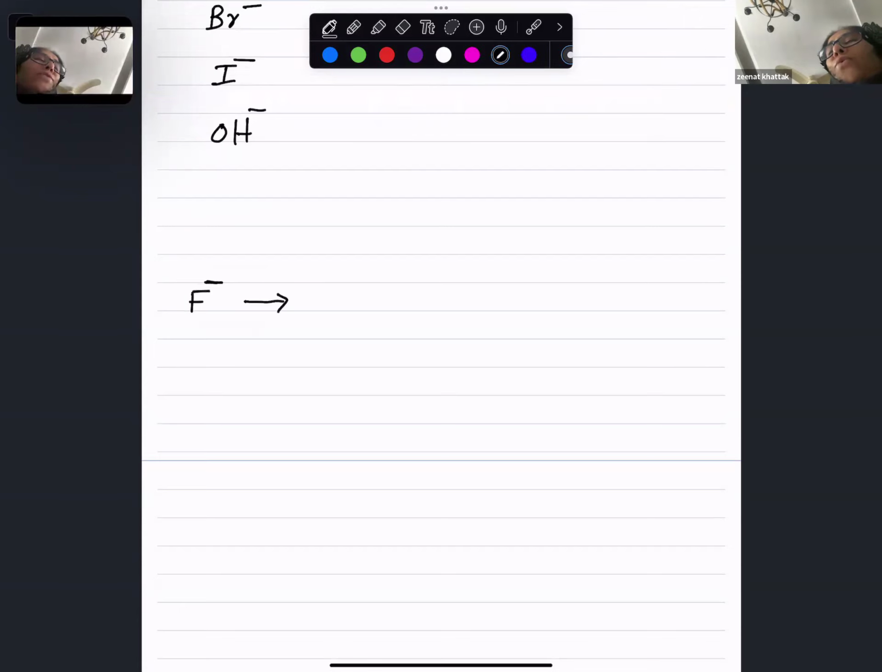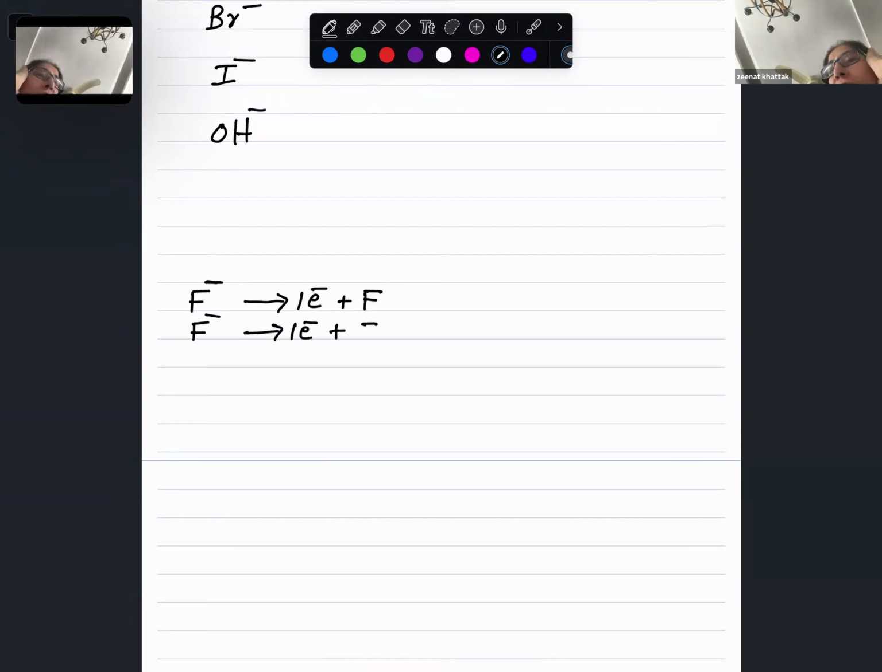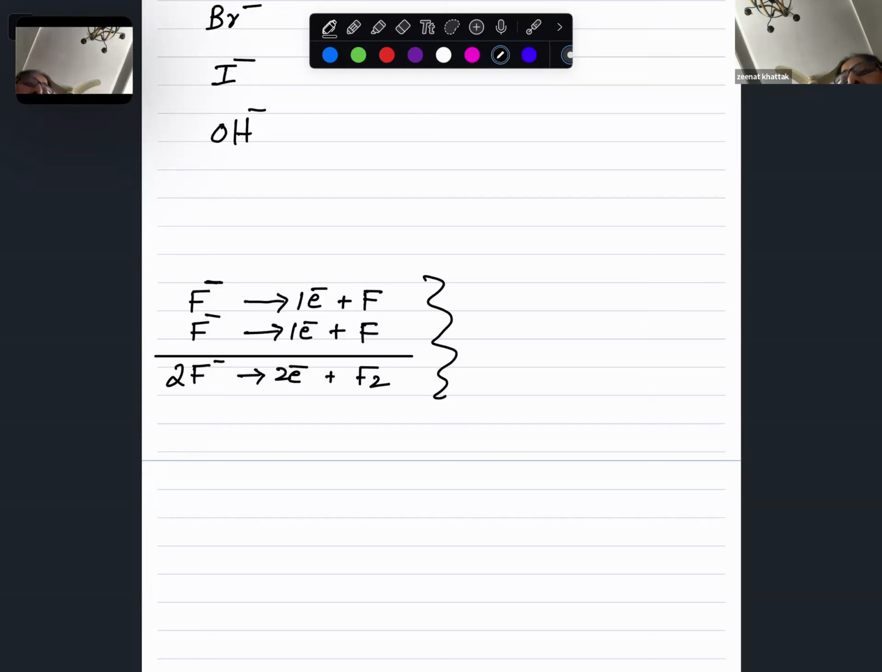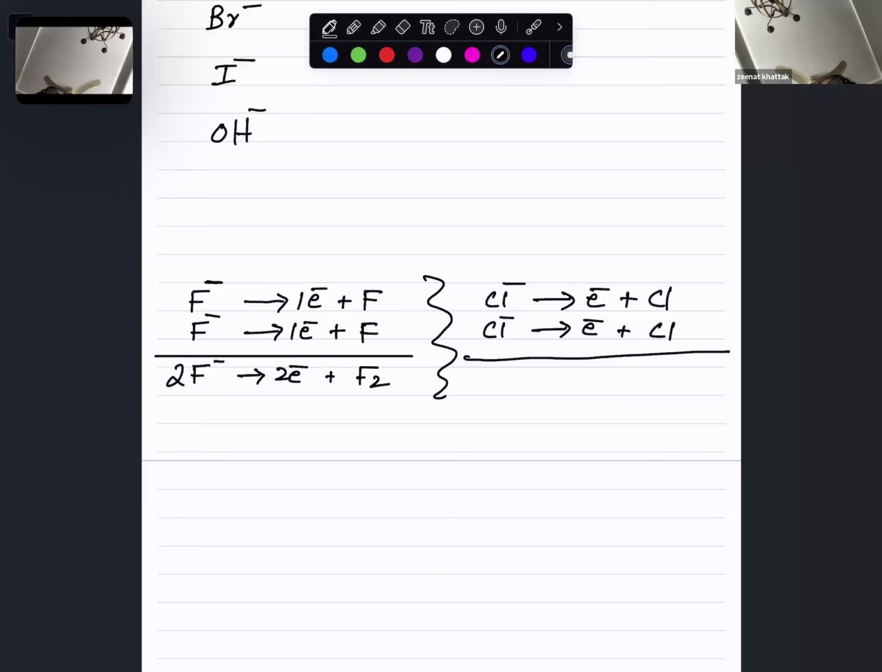Now look, this is fluoride. What is the charge? -1. It will lose one electron and become fluorine. Another fluoride at the same time loses one electron, equal to the charge, becoming fluorine. So what is the overall equation? 2 fluoride lose 2 electrons, making F2. Exactly the same: chloride loses an electron, making Cl, and another chloride loses an electron, making Cl. So the final result is 2 chloride, 2 electrons, and Cl2. The same is for bromide and iodide.